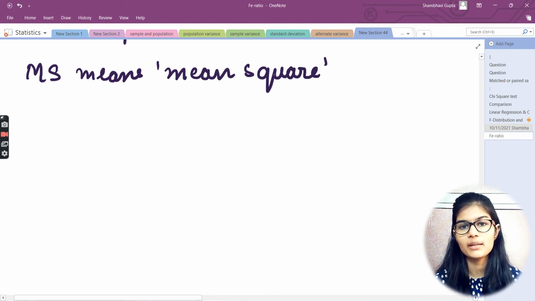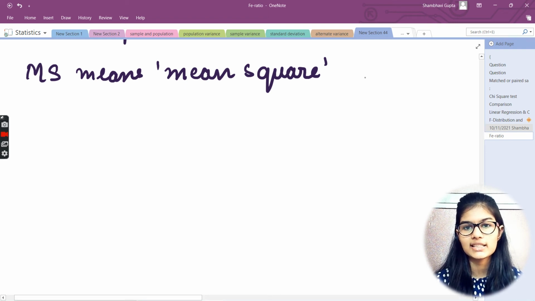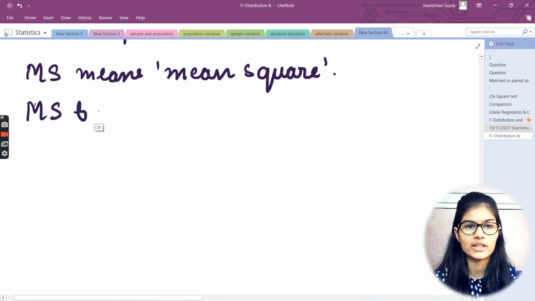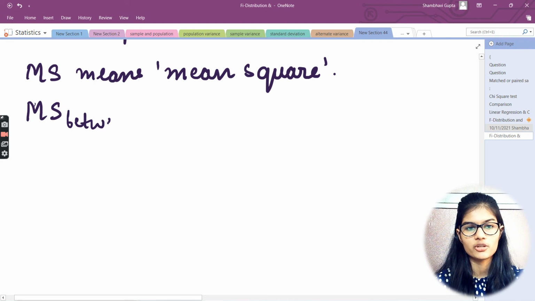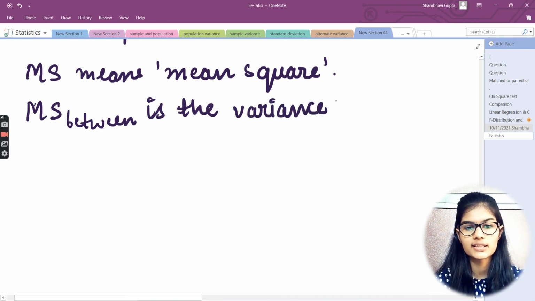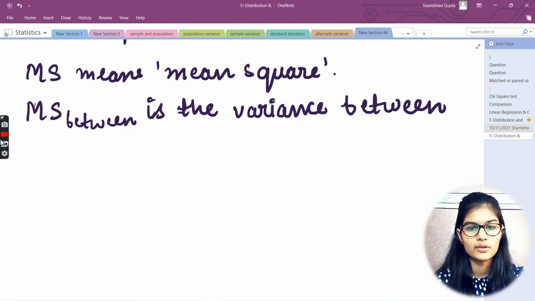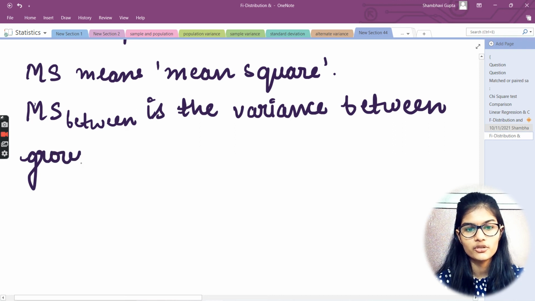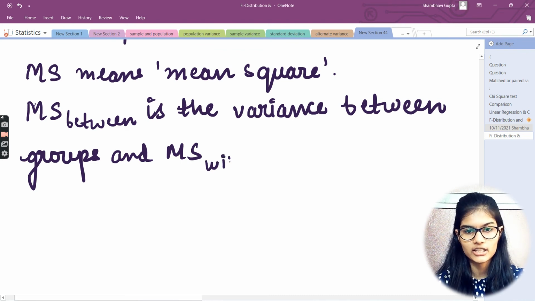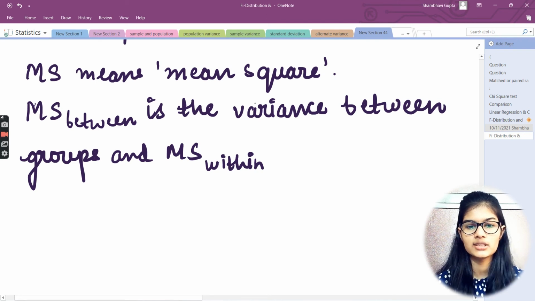Okay, so MS means the mean square. Now what is that MS between? I would just write out that thing as well. So MS between is the variance between groups, and MS within is the variance within the groups.